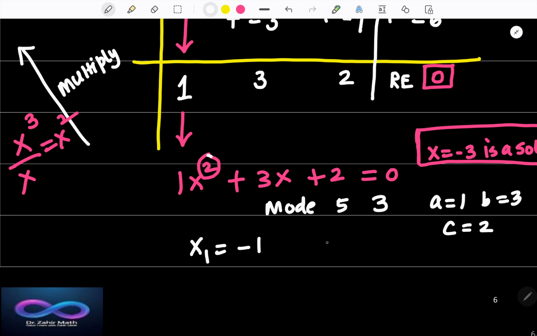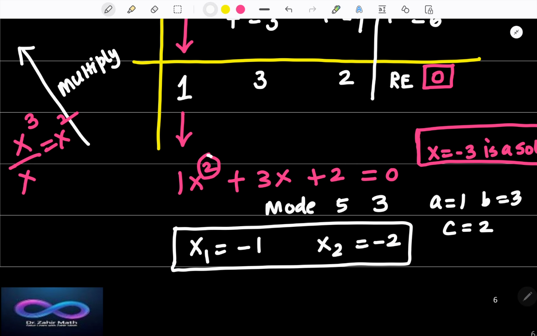x1 equals negative 1 and x2 is equal to negative 2. Okay, I'm getting negative 2. Sorry, in the calculator minus is not clear. Okay, no problem. Right. So now what did they say?